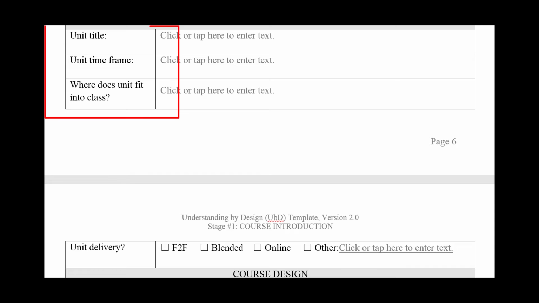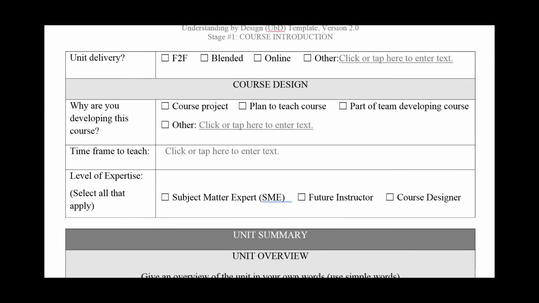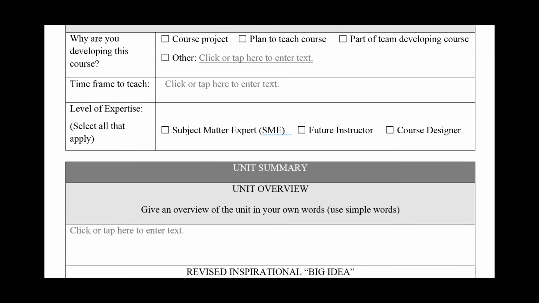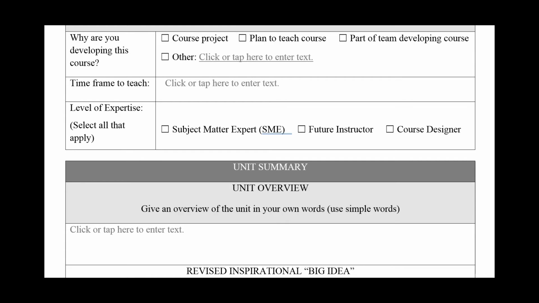So the unit title, unit time frame, where does it fit? This is basic information that you should know about your course. And then, how you are delivering that. So we have here course design. This is about, why are we making this? Is this a course project? Do we want to teach it? Or are we part of a team? And then, what's our time frame here? What do we have? And then there's level of expertise. Maybe we're one person in a group, or we're going to design this in the future, or we're designing this for someone else. Who knows?